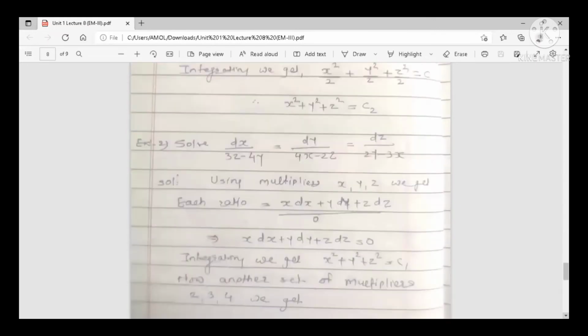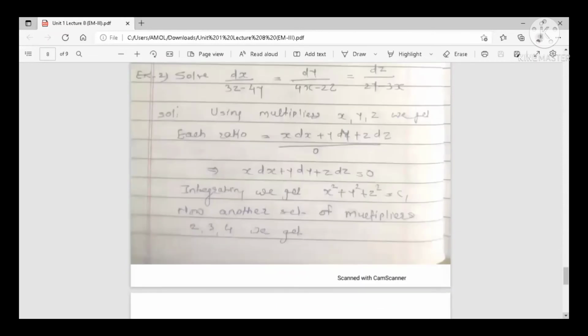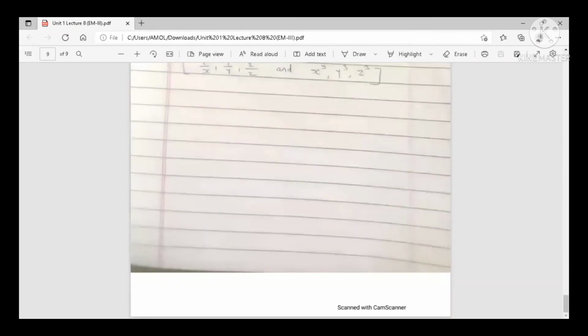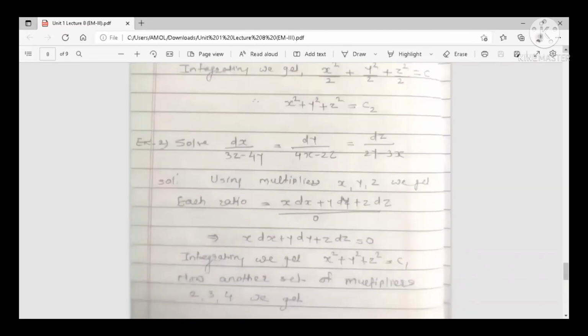Now second example, solve dx upon 3z minus 4y is equal to dy upon 4x minus 2z is equal to dz upon 2y minus 3x. Now you choose the set of multipliers so that after multiplying by these multipliers and adding, the denominator term becomes 0. Now using multipliers here x, y, z. So x, y, z are the multipliers.